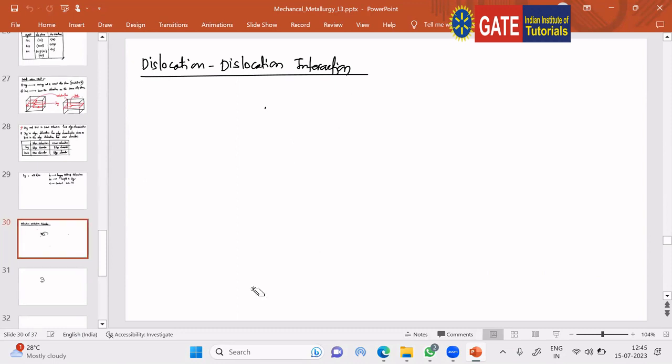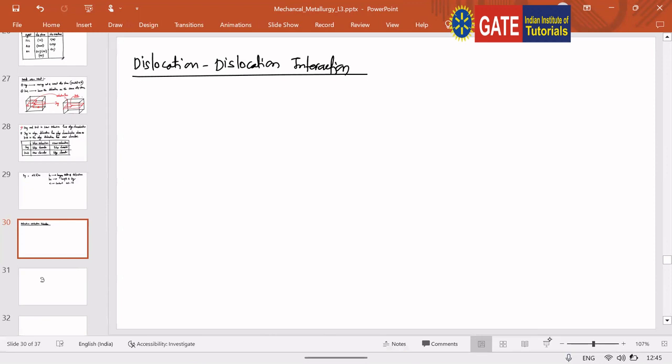Write it down. Dislocation interaction. Two-state dislocations can interact. Write down two-state dislocations. Two-state dislocations can interact to have jogs and kinks in the dislocation line.